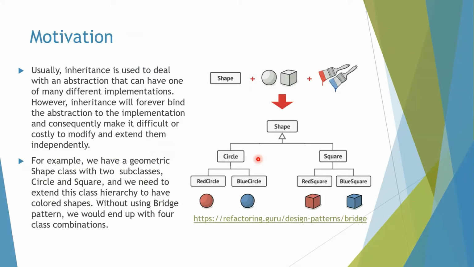Let's take, for example, a shape object, and we want this shape object to have a color. If we wanted to go about developing an application, we would probably use inheritance. Now, the problem with inheritance is that it's going to be forever binding the shape with the color, or the implementation underneath it. So we'll end up with a model that looks like this.